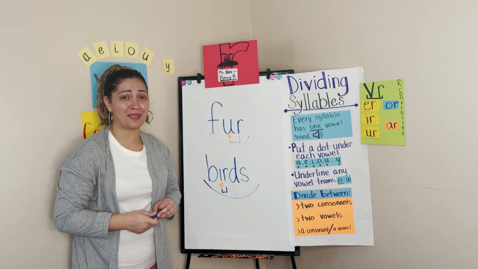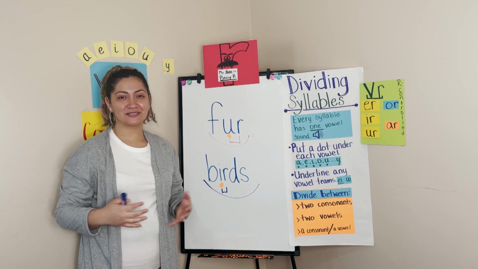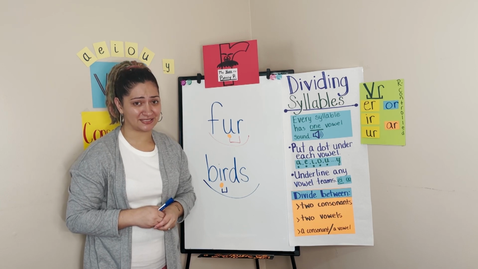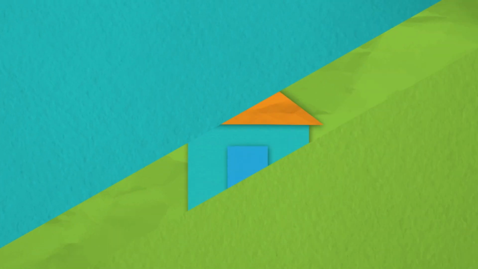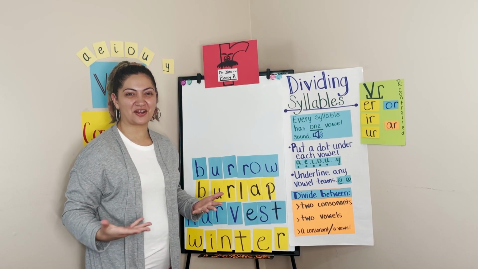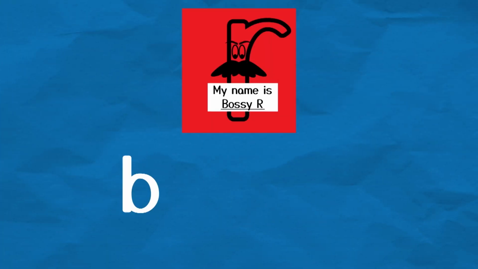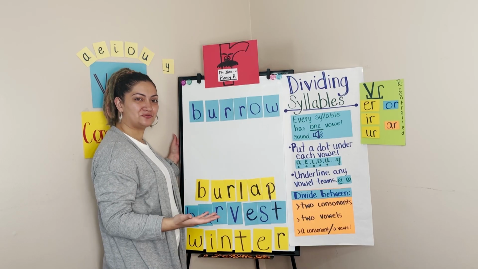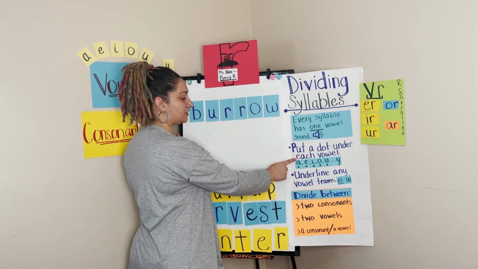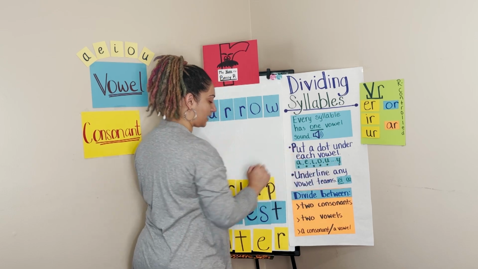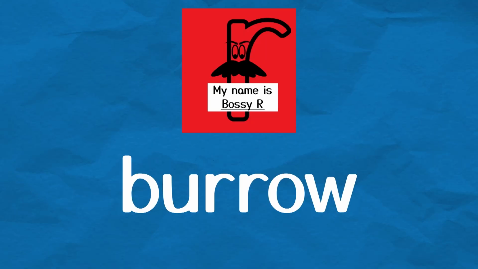Well, hopefully you have your paper and something to write with ready, because we're going to practice some words together, and we're going to practice this strategy of dividing the word into syllables. All right, scholars, let's write our first word down. We have B-U-R-R-O-W. As soon as you write your word down, let's put a dot under each vowel. Just a reminder, vowels are A, E, I, O, U, and Y. I found two vowels, a U and an O.